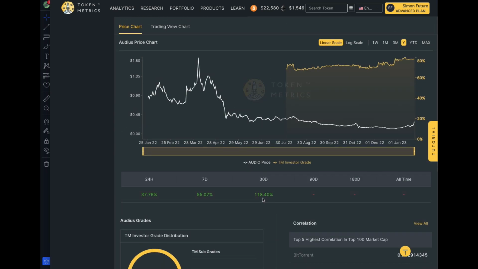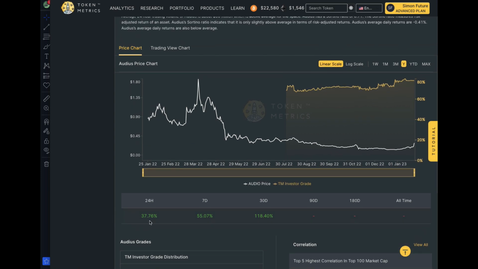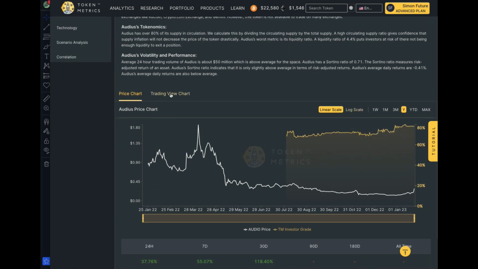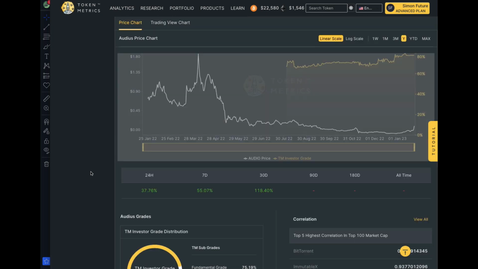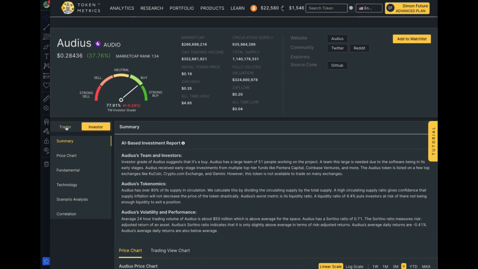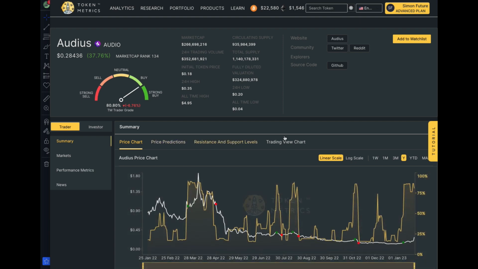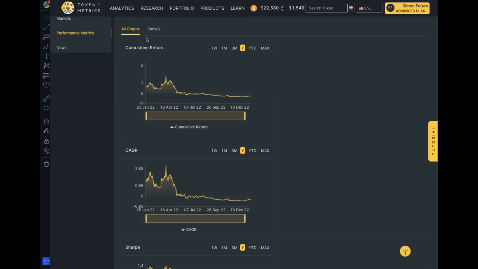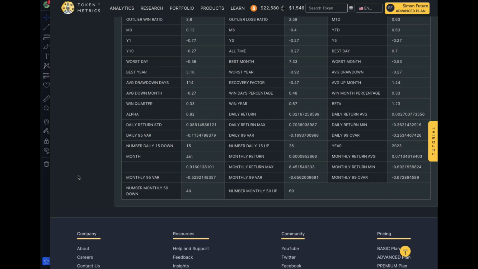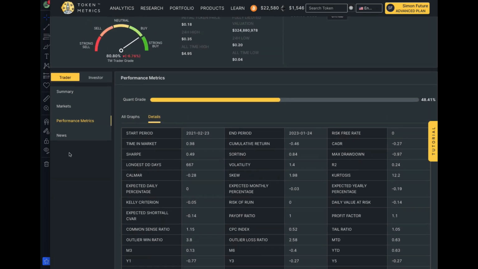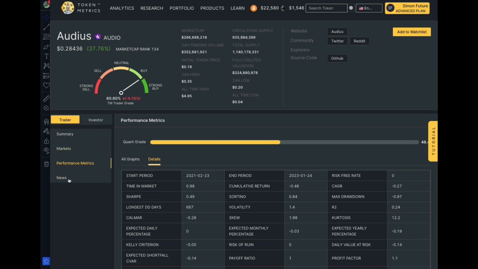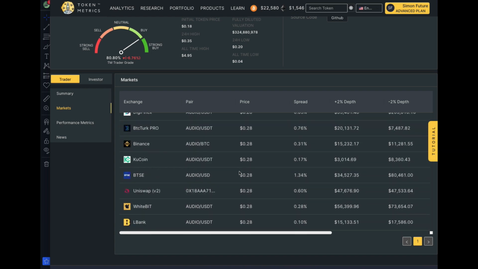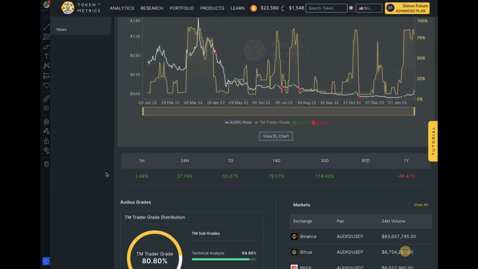The 30-day hold, you're up 118%. Last 24 hours, 37%. The last week, 55%. Look at all this detail, guys. I don't even have enough time to go through all this with you. That's how valuable Token Metrics is.